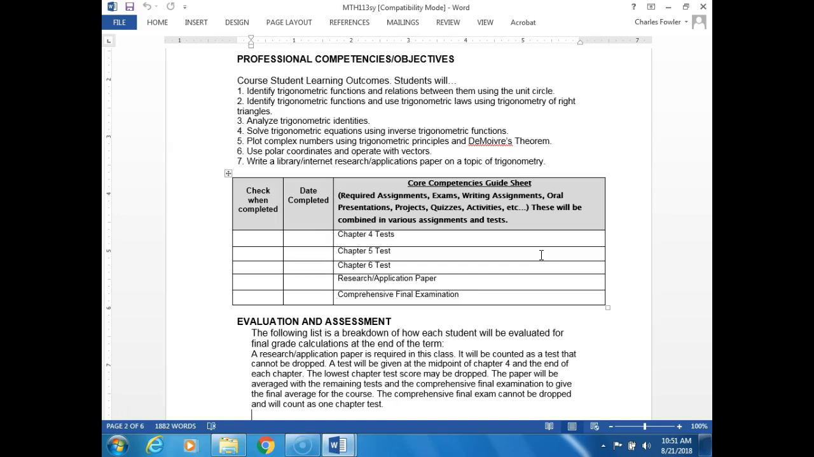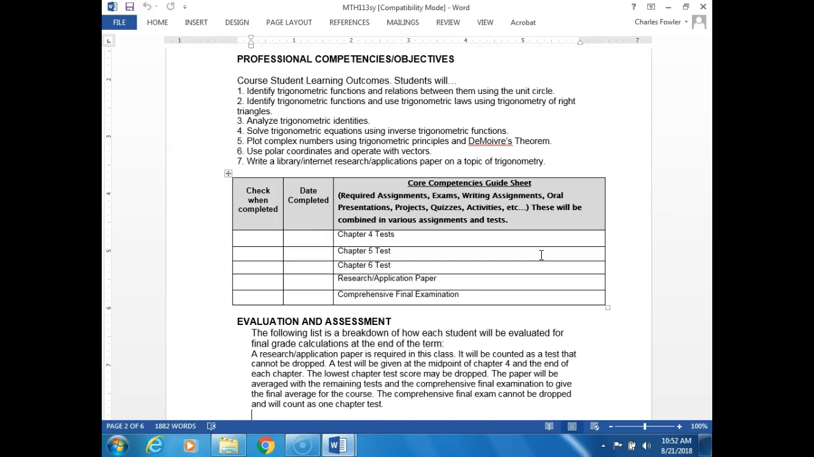Now, notice here chapter 4 says tests. Chapter 4 is a long chapter. It has 8 sections in it. So after the first 4 sections, I'll give you a test on those 4. And then after the next 4, you'll have a second test in chapter 4. So the first bit of stuff up there is usually in the first test.